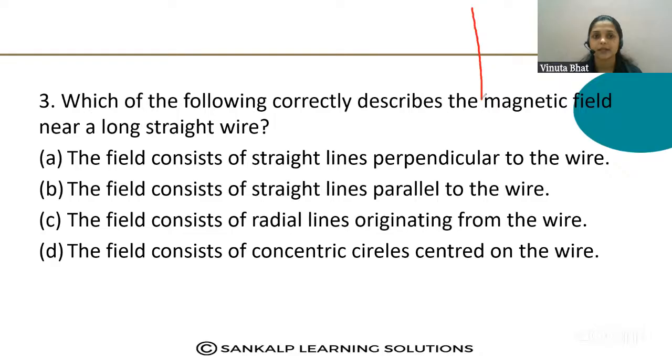Which carries the current, and here the magnetic field, how is it described here? The magnetic field lines consist of concentric circles, right?